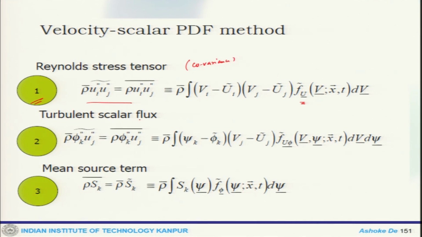Then the turbulent scalar flux, we use the velocity scalar PDF to close this turbulent scalar flux. So, we do not use any gradient assumption or anything like that to close that term. And finally, the source term, as usual, we will close using the scalar PDF.